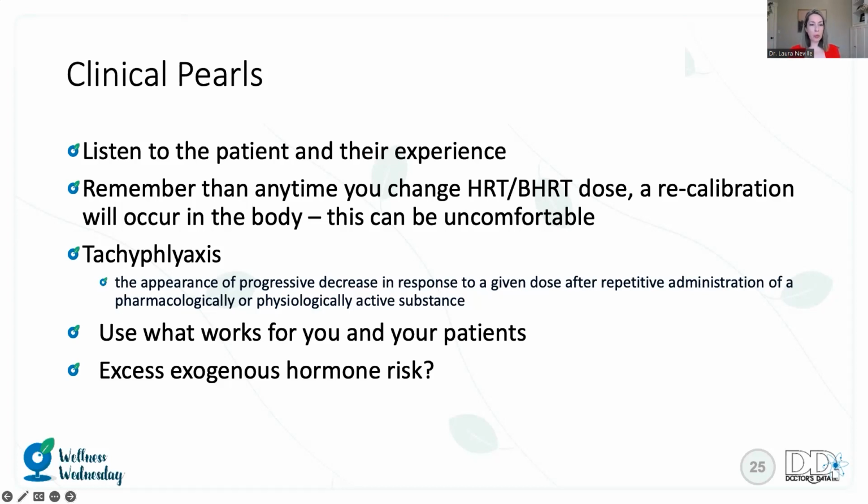You have to use what works for you and your patients, right? So that's just the world we live in. If you're in an insurance-based model and this is just what you need to do, totally fine. Just remember some of these nuances, and you can work around the cons of whatever medium you're using.